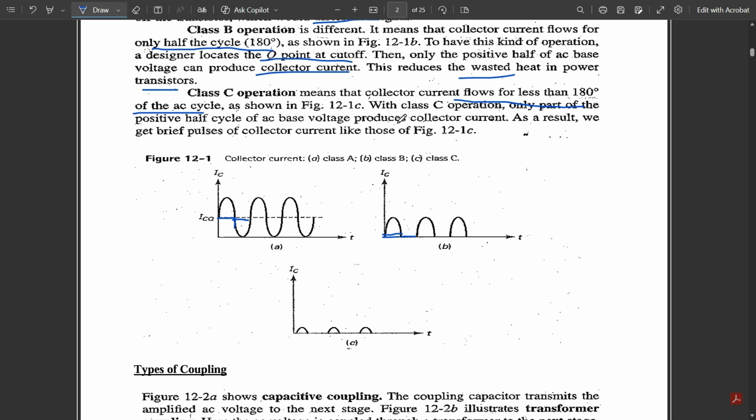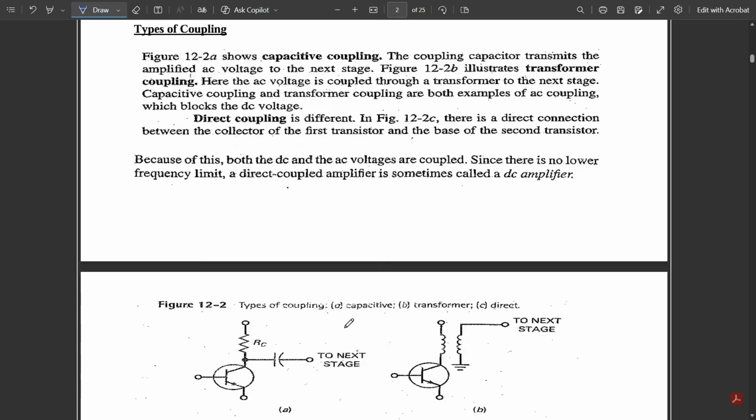Okay. So within this class C operation, only part of the positive half cycle of AC base voltage produces a collector current. As a result, we get brief pulses of the collector current as shown in the figure. Okay, so these are the different pulses which we would be generating in the collector current. Now let us see some of the types of coupling with respect to these power amplifiers.